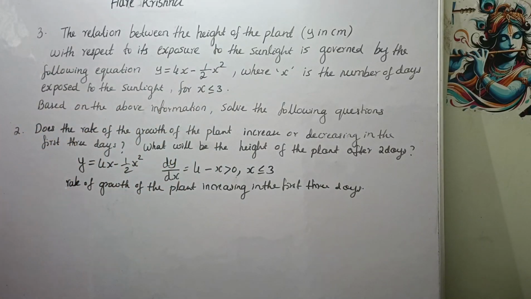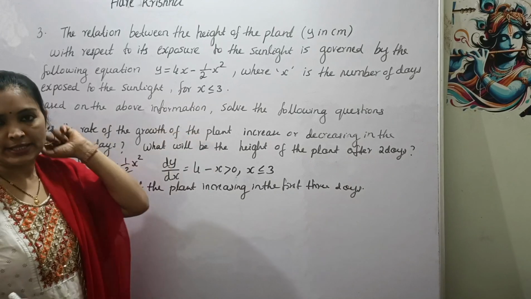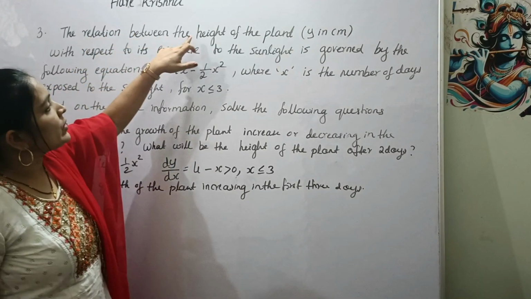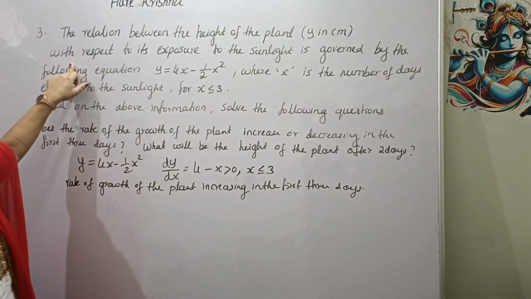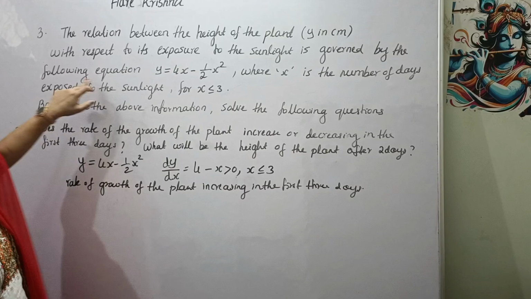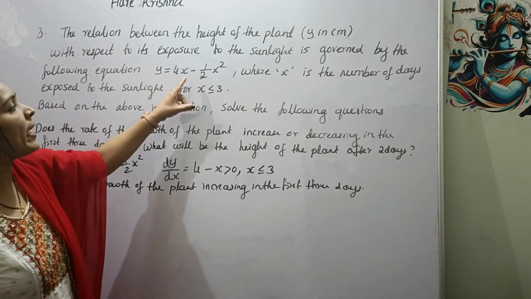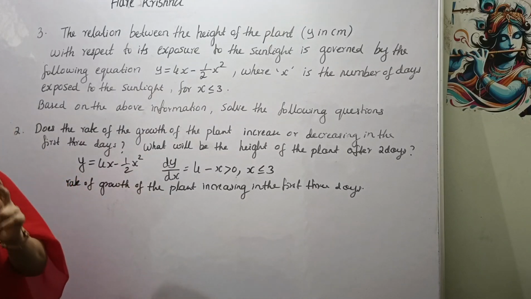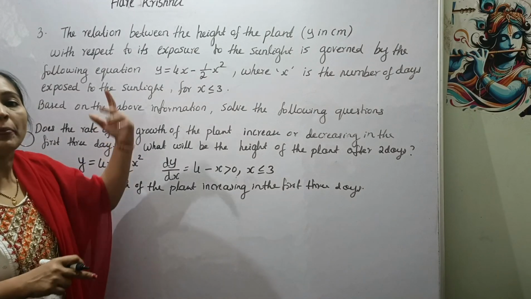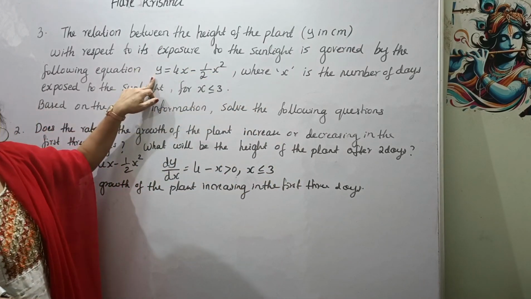Next, another question is here. What will be the height of the plant after 2 days? Here it is given the relation between the height of the plant and its exposure to the sunlight, governed by the following equation: y is equal to 4x minus 1 by 2 x square. Here x is the number of days, right? So we have to find the height of the plant after 2 days. Means when x is equal to 2, what is y?